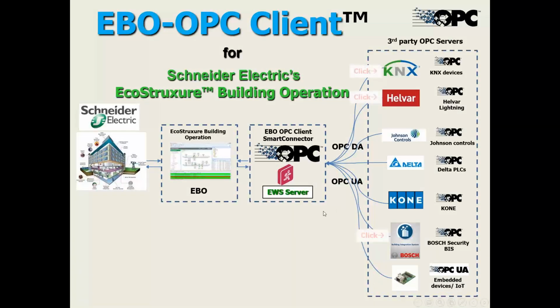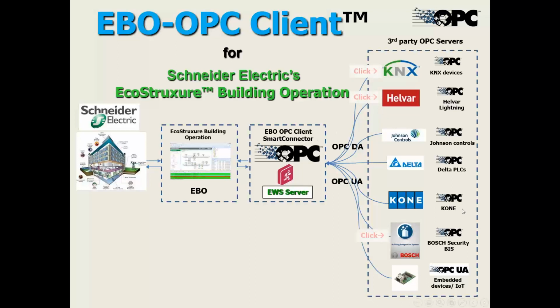So here you can see the system architecture of the EBO-OPC client. Again, you have your EBO system. You have your EBO-OPC client SmartConnector extension, which is part of the SmartConnector system. And this SmartConnector extension is actually an EWS server. So the EBO is the client that retrieves value from the EWS server.